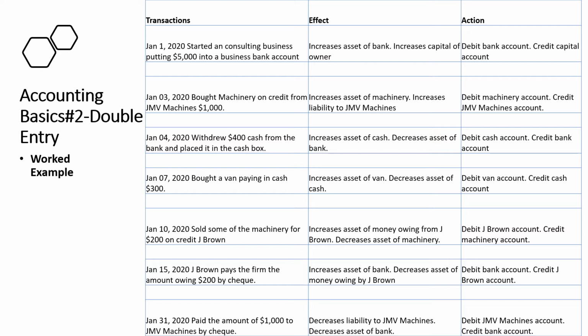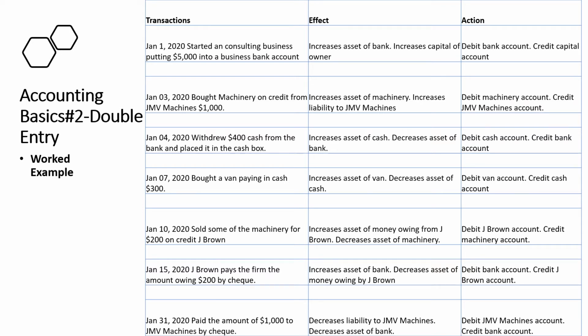January 4. Withdrew $400 cash from the bank and placed it in the cash box. Here we increase asset of cash and decrease asset of bank. Action: debit cash account, credit bank account. January 7. Bought a van paying in cash, $300. Effect: increases asset of van, decreases asset of cash. Action: debit van account, credit cash account.